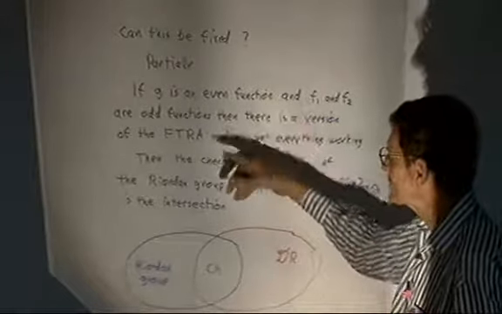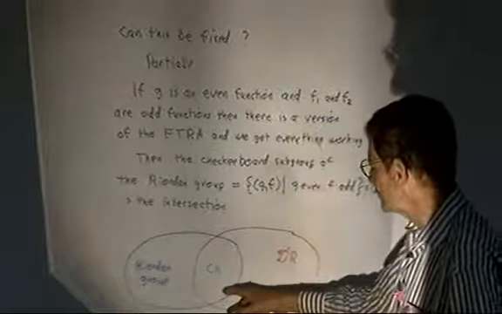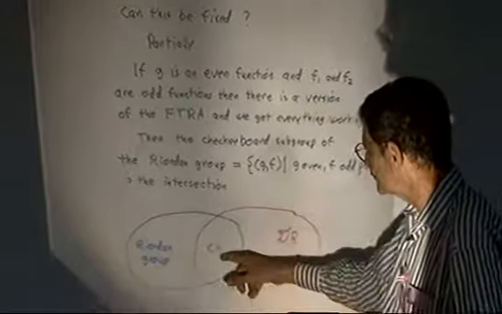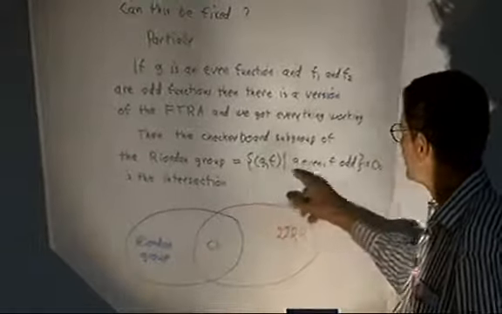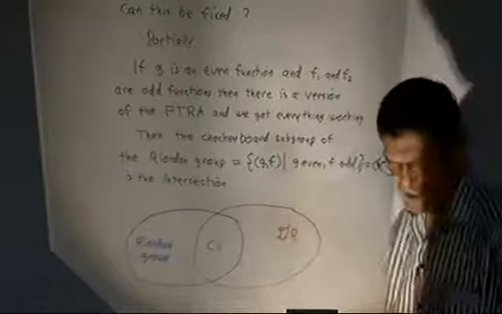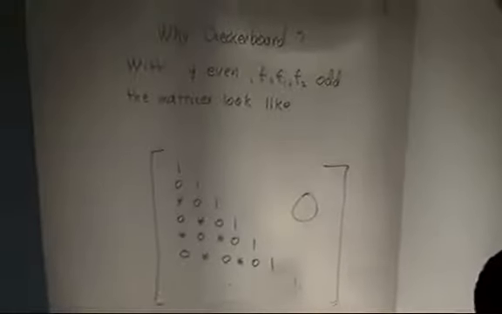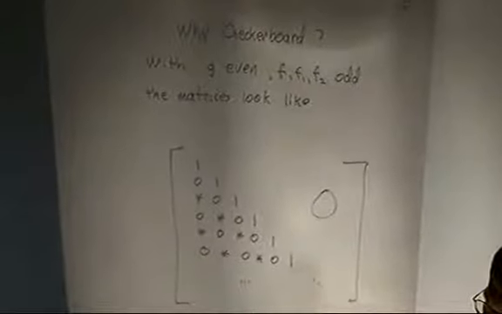Then you have a version of the fundamental theorem of Riordan arrays. Everything works. The intersection of the Riordan group and the double Riordan group is the checkerboard subgroup, which is exactly this G even and F odd. Why checkerboard? Well, if we put in these restrictions, the matrix looks more or less like this. There are many interesting subgroups of the Riordan group.